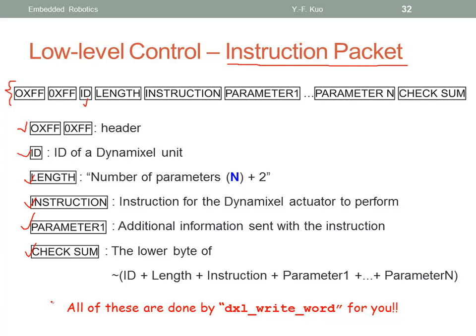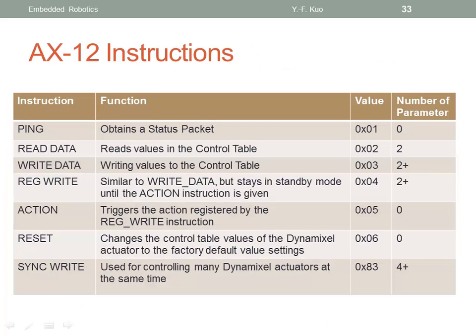All of these are actually done by the Dynamixel write word function for you already. So if you use a high level function, you don't have to worry about this. This is just the explanation of the packet in case you need it. And here are the instructions that are available to us. We have the ping function, which can be used to check if a device is online. And we can read or write data into the X12. And we have some other functions that we can use.